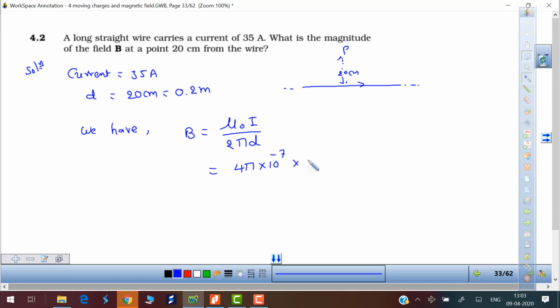4 pi into 10 raised to minus 7, current is 35 divided by 2 pi into d, that is 0.2 meter. So this 2 pi is cancelled over here. So we get this is 0.2, this cancel here, so it becomes 10. Okay, so this is minus 6, so 3.5 into 10 raised to minus 5. Generally data are always provided such so that you can do simple calculation.